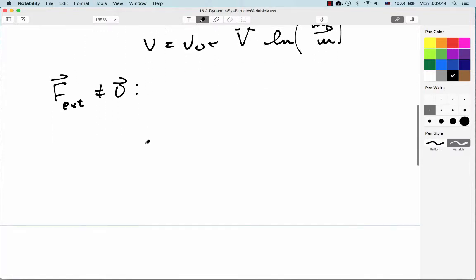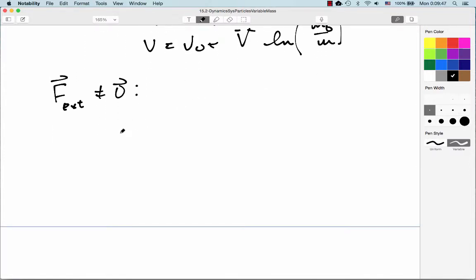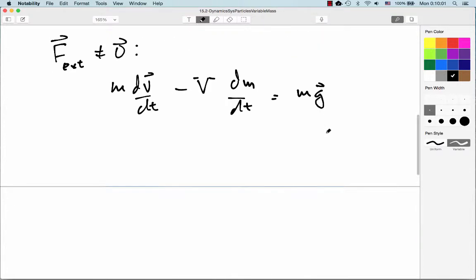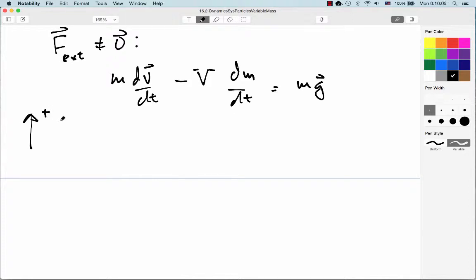All right. So in that case, we have m times dv/dt minus big V times dm/dt will now equal mg, say if it's gravity. And I will choose up to be positive. This will give me m dv/dt going into just the y coordinate. Now, there is a minus here, but the relative velocity of the exhaust is down for our rocket. So we get plus V dm/dt equals, and the force is down, minus mg.